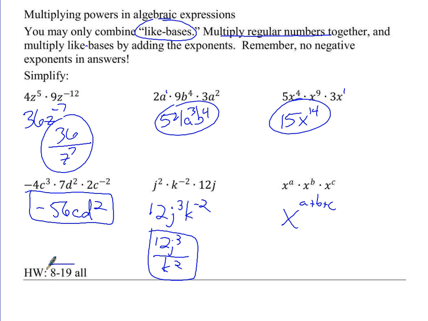So you can do 8 through 19. Notice that it is all. Make sure you're checking your odd answers in the back of the book so that you know for sure that you're at least doing the problems right. Be careful on the even ones. Make sure those are right too.